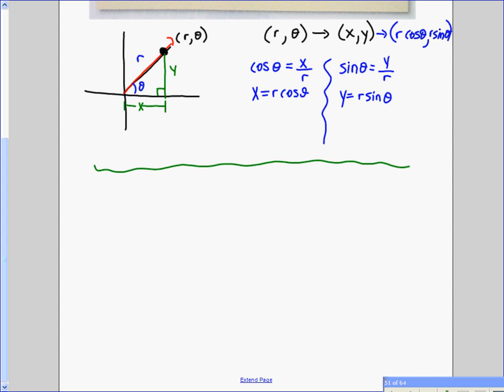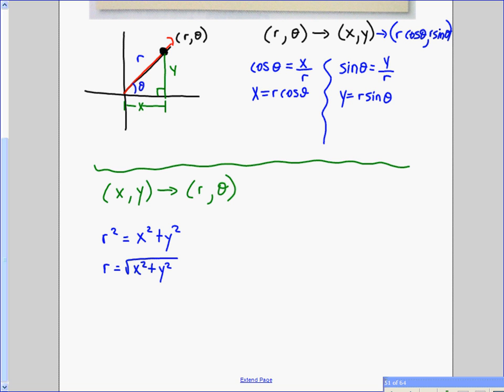So this time what we're going to be doing is going from xy to r theta. That means I want to solve for r and I want to solve for theta. So I'm given x and I'm given y, and I need to find r. Immediately I start thinking about that right triangle, these are all side lengths, so we could say that r squared is equal to x squared plus y squared. And that would mean that r is equal to the square root of x squared plus y squared.